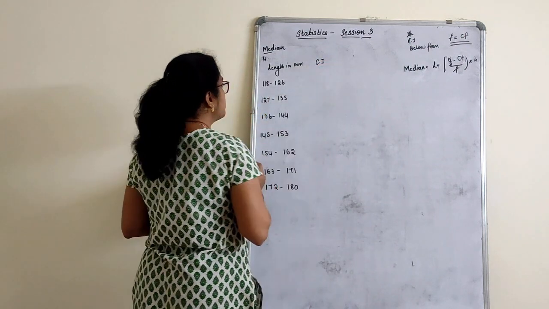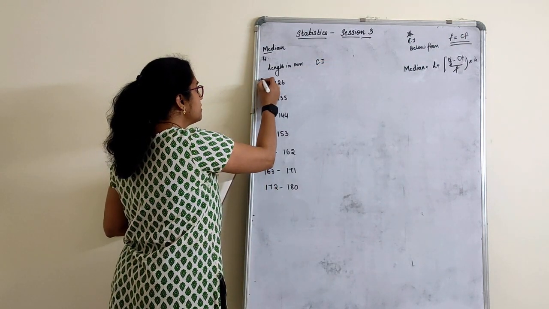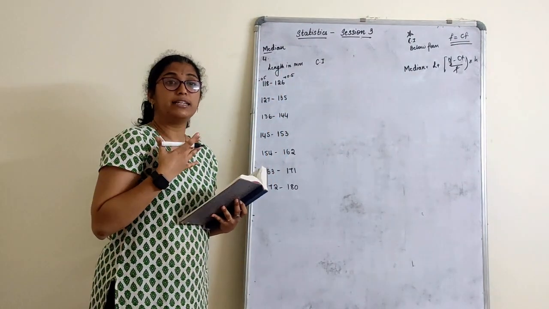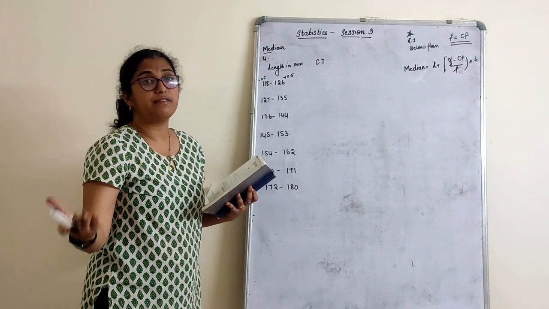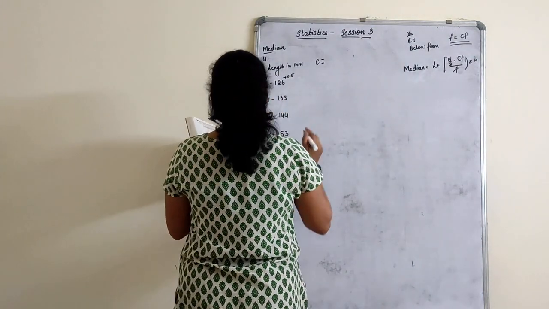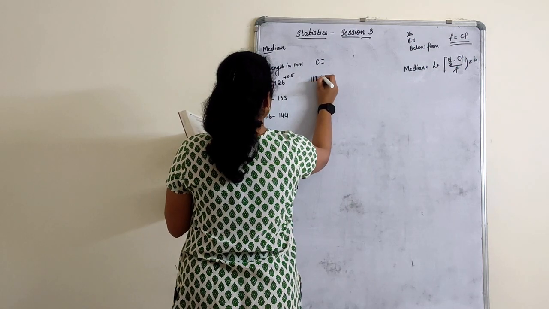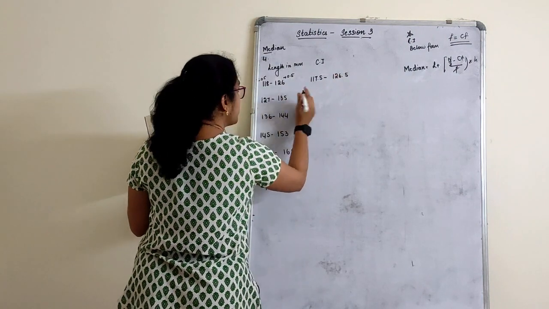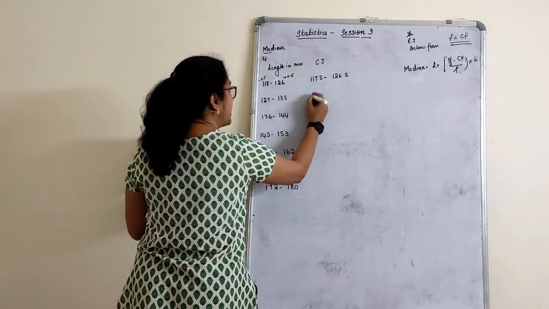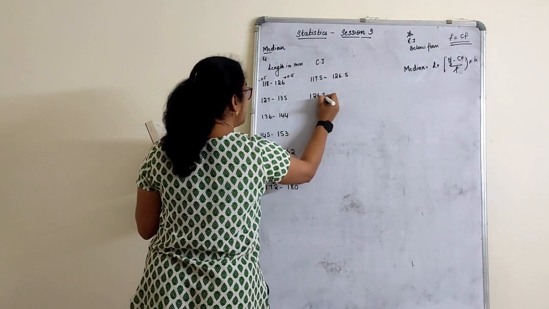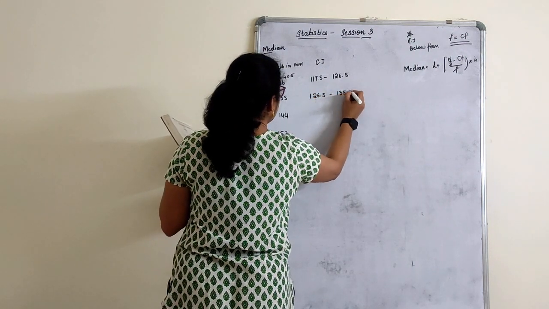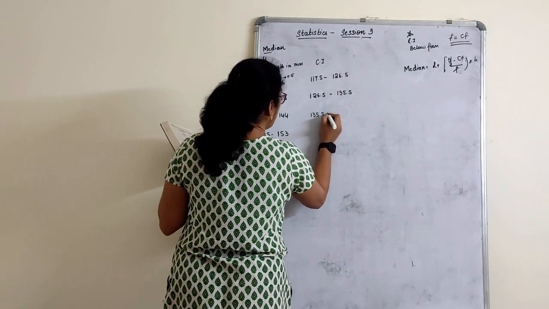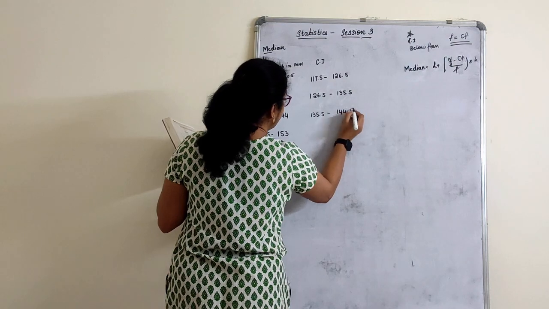How do we make the class interval continuous? Minus 0.5, plus 0.5. Always remember. Subtract 0.5 from the lower limit. Add 0.5 to the upper limit. So this will become 117.5 to 126.5. This will now become continuous, children. Then 126.5 to 135.5. Understood the difference now? Then 135.5 to 144.5.